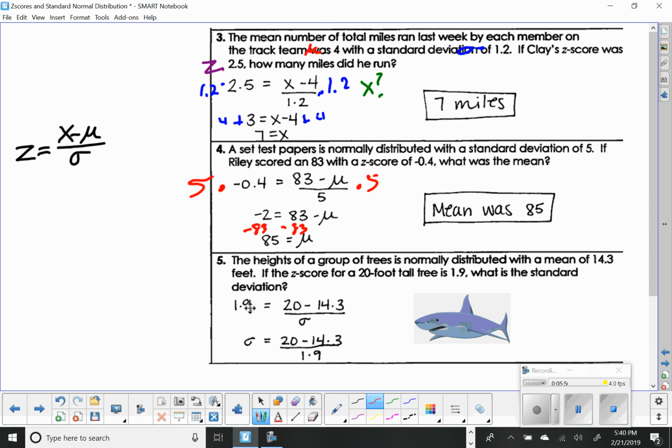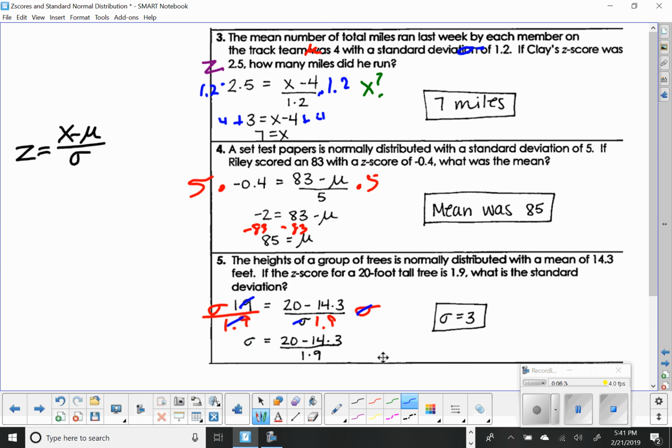So again, you've got your z-score. You've got the height of the actual tree, which is 20. You're subtracting off the mean, and you've got the standard deviation. You're going to multiply both sides by the standard deviation, and then divide both sides by 1.9. And then notice, quite conveniently, these cancel, and your standard deviation is equal to 20 minus 14.3 divided by 1.9, or 3.